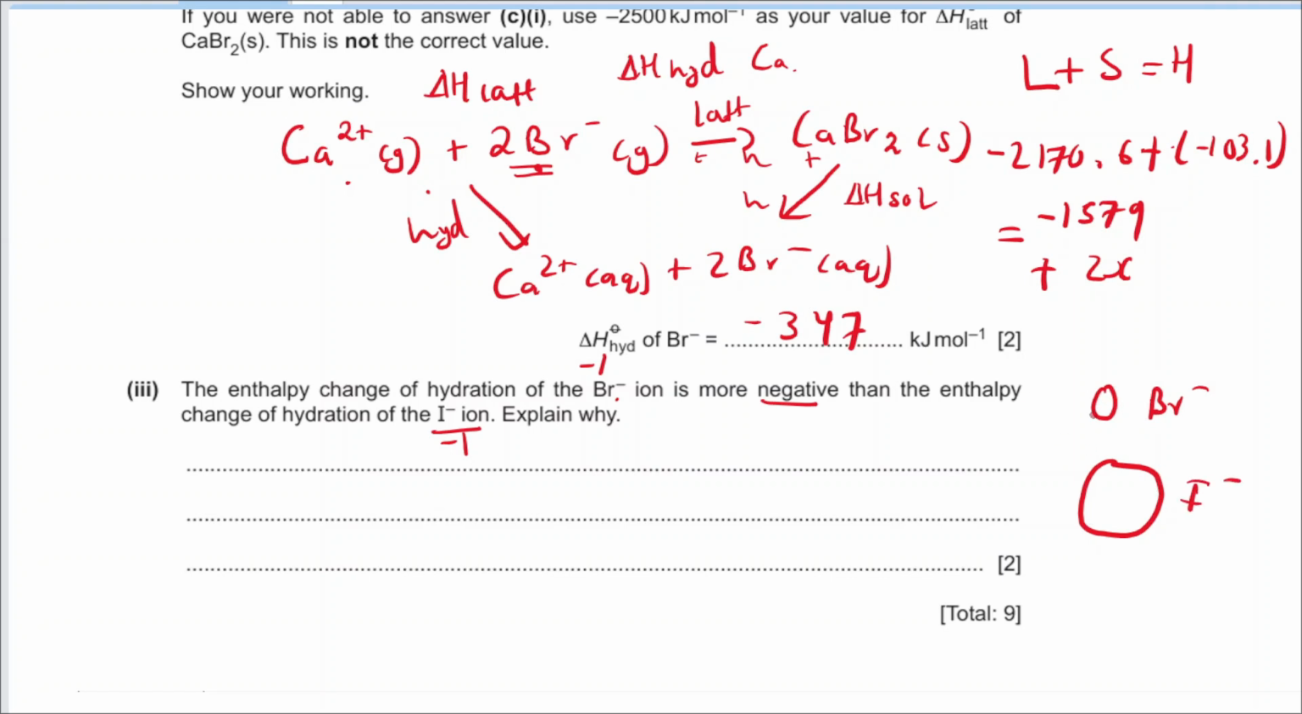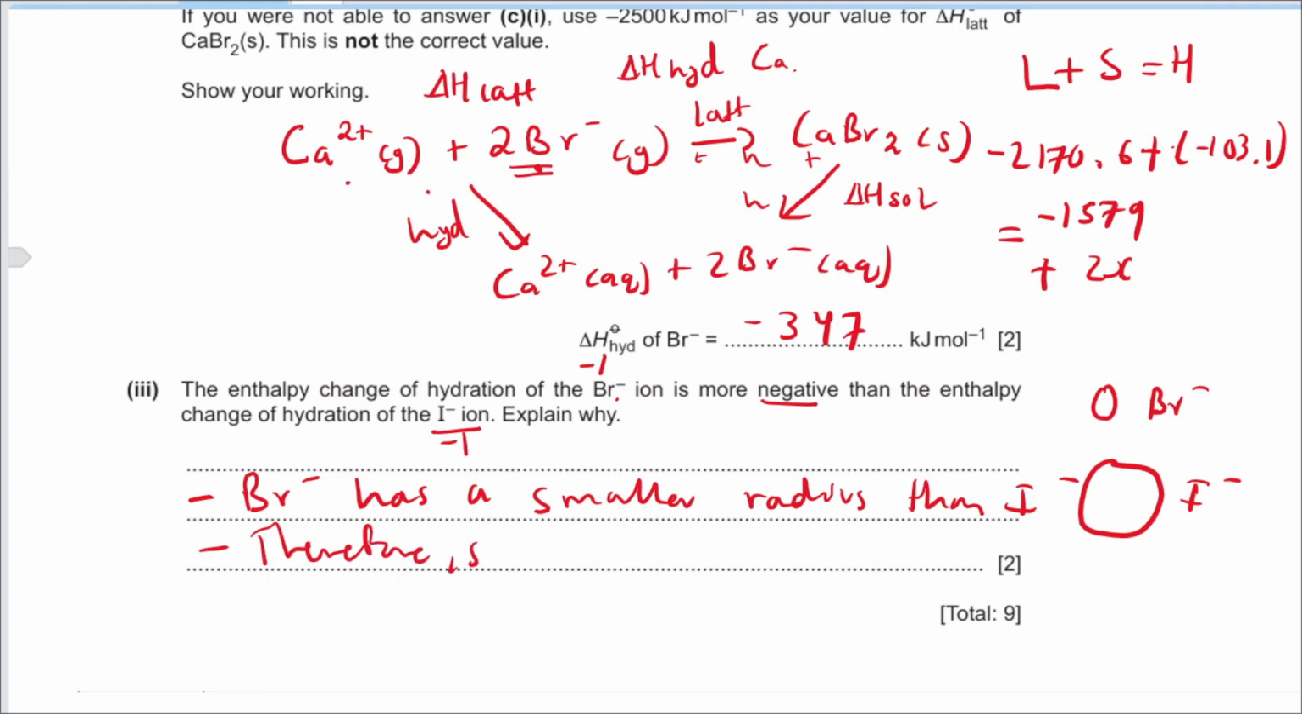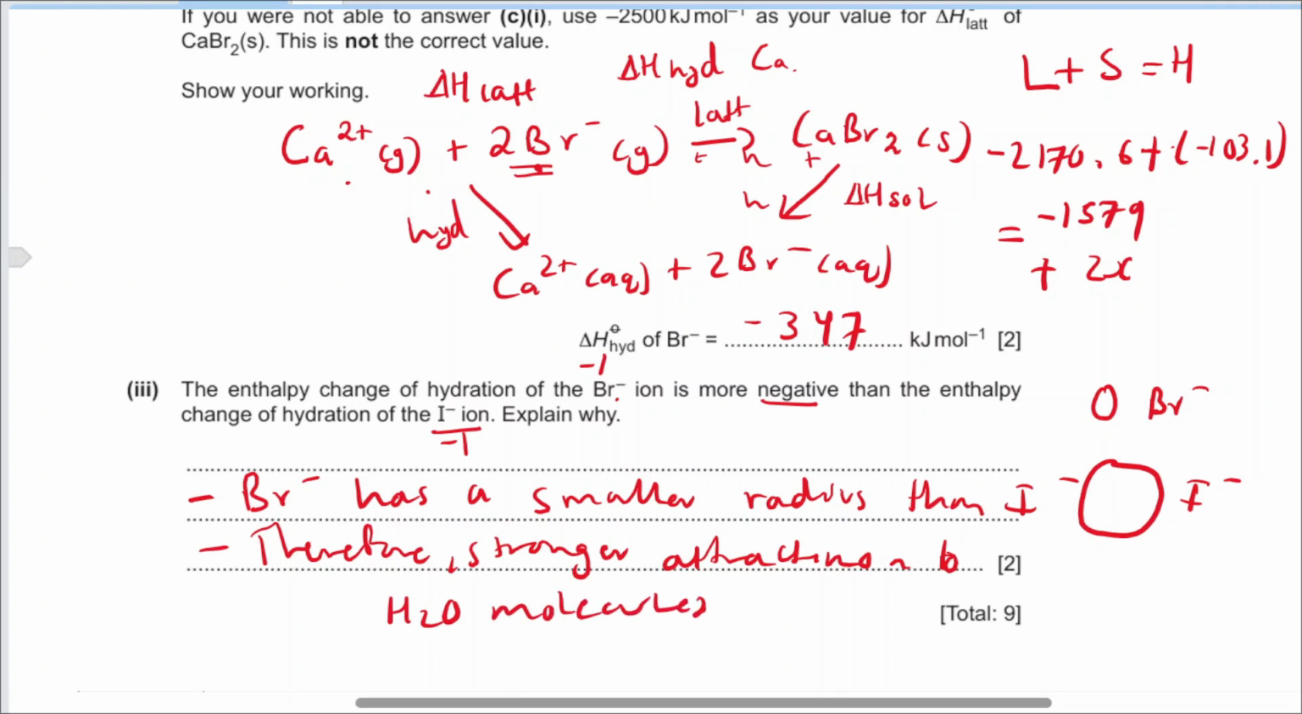Something which is smaller, remember the charge density idea, has more attraction. So the reason why it's more negative or more exothermic is that Br minus is a smaller ion than I minus. So that's exactly what you write. Br minus has a smaller radius than I minus. That will be your first mark. And the second mark will be that therefore it has stronger attraction to the water molecules. Yeah, that's it for this question.